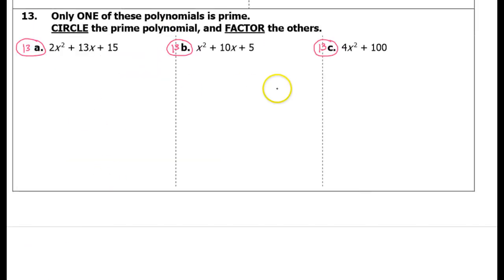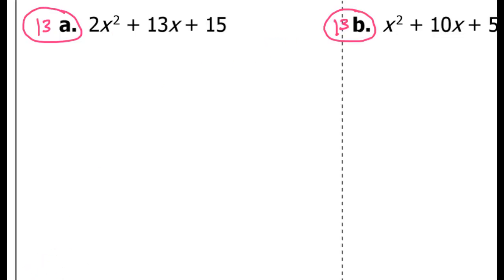Alright, we're down to the last three problems. For this set, only one of these polynomials is prime. Alright, meaning only one of these cannot be factored. We are supposed to circle the one that's prime and factor the others. Okay, one of these is prime. Maybe it's this one. I don't know yet.